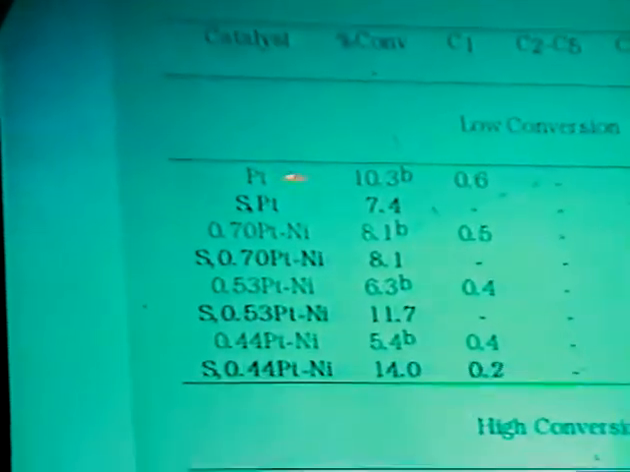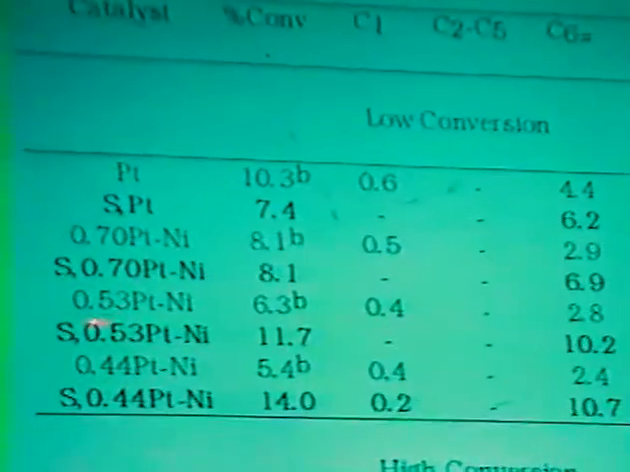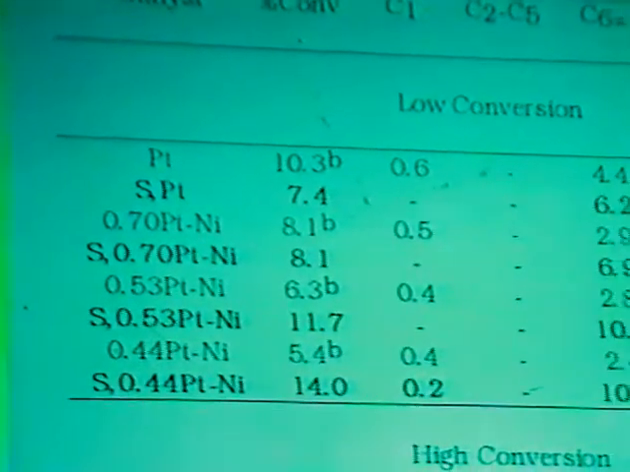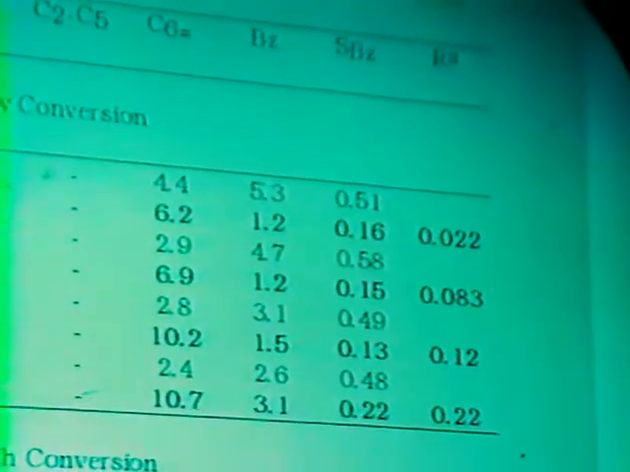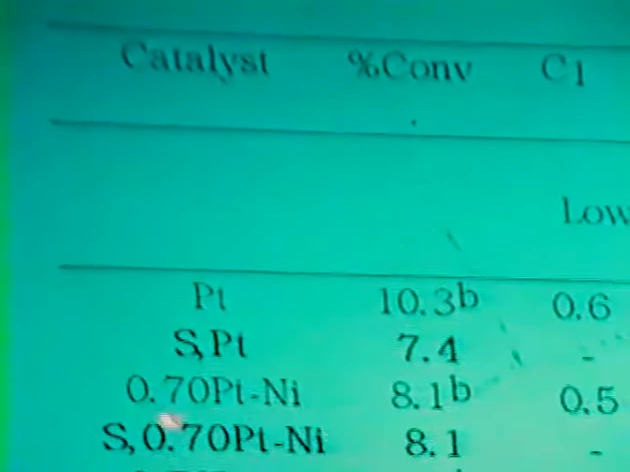There's a lot of data on this slide. You've actually seen all of the stuff that's in the light, because it's just the results that we looked at, low conversion and high conversion, for the platinum and the platinum-nickel intermetallic compounds for the n-hexane to benzene reaction before it's been treated with sulfur. The ones in bold are now the comparable results after exposure to sulfur.